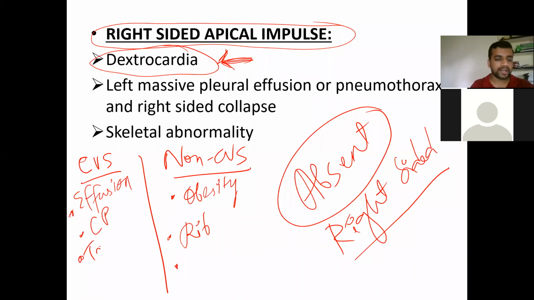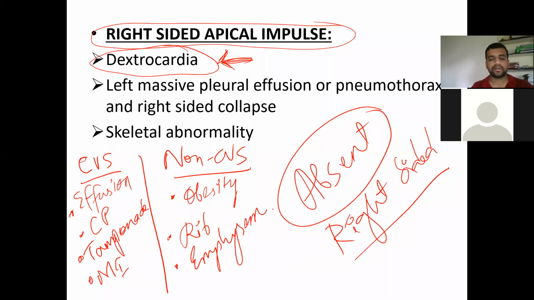I am expecting one answer which they are not giving here. In case of CVS, one more very important answer is MI involving the apex of the LV. So there is an anterior myocardial infarction involving the apex. There is a loss of contraction. Here we have emphysema. Fine.